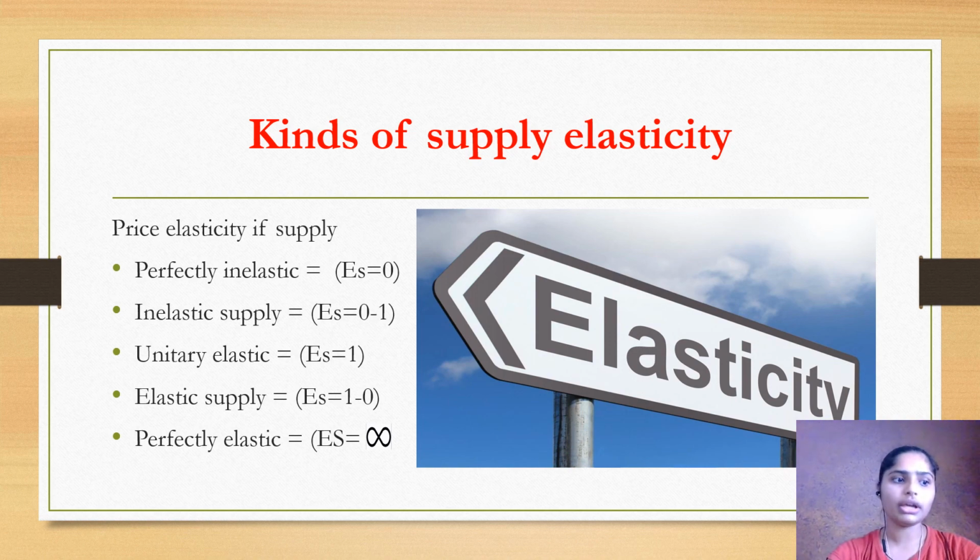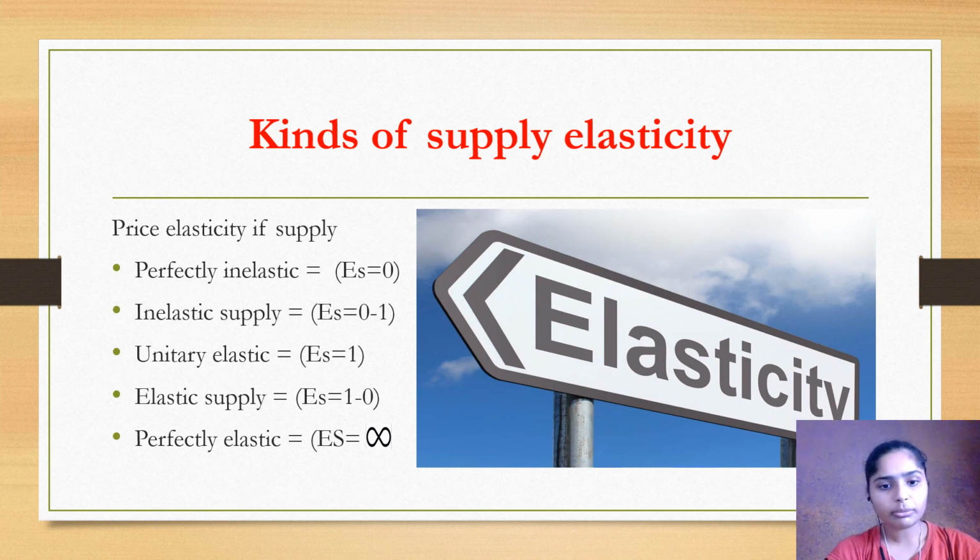Then inelastic supply. Percentage change in supply is less than percentage change in price. So elasticity of supply is between 0 and 1. Then third one is unitary elastic. Percentage change in price equals percentage change in supply. So elasticity of unitary elastic supply is equal to 1. Then elastic supply. In that, percentage change in supply is more than percentage change in price. So elasticity of supply is more than 1.